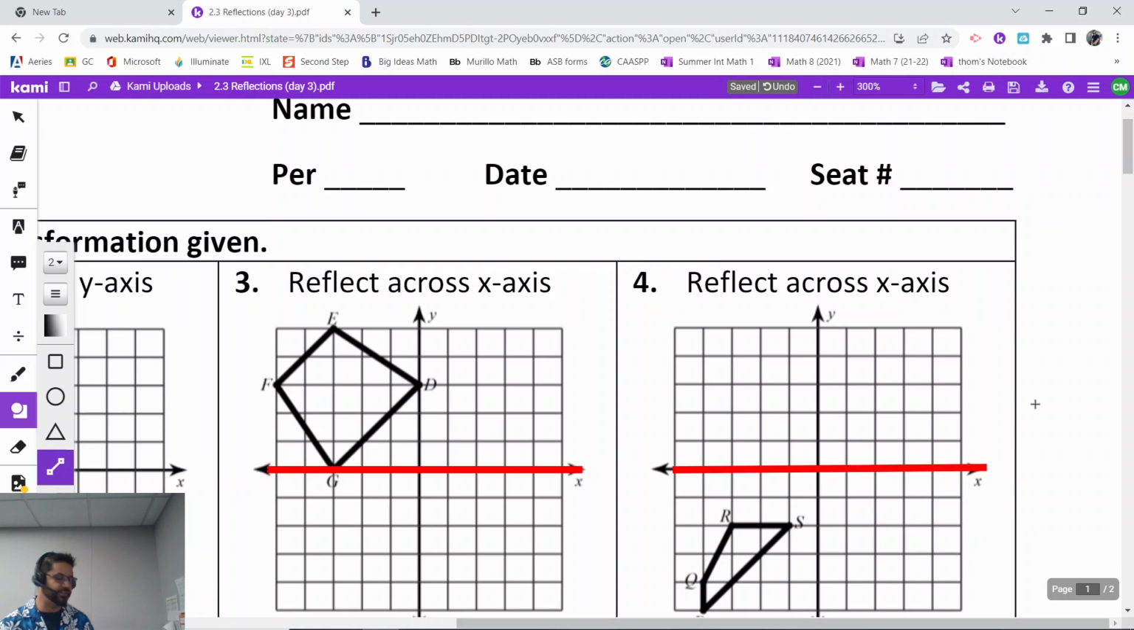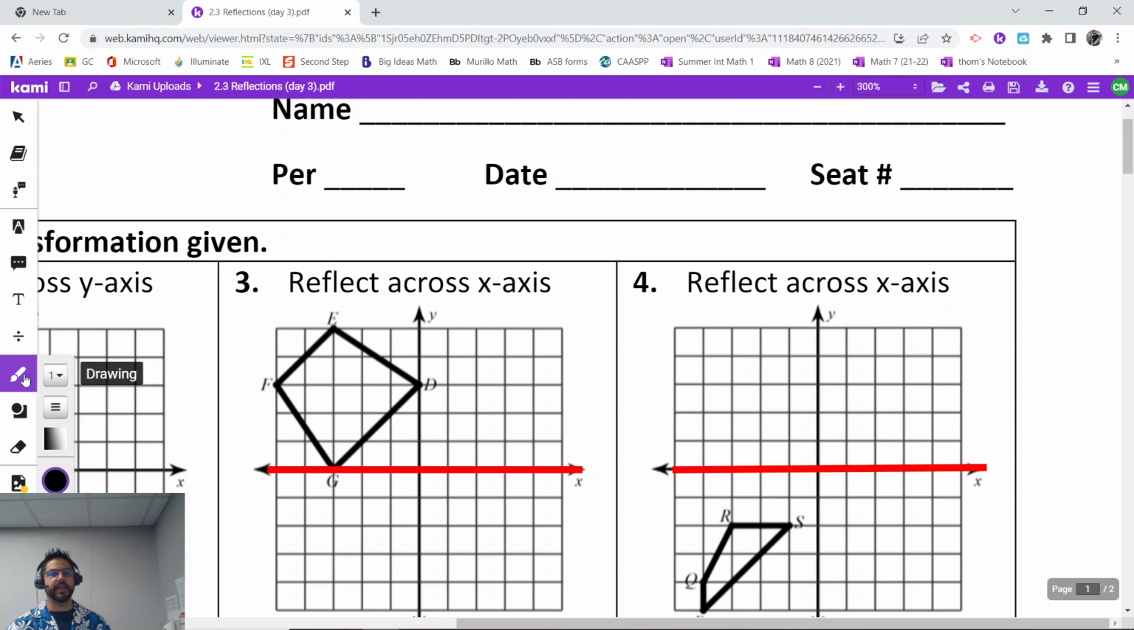What we're going to do again is take each point, count, and reflect on the other side by counting an equal distance. And then, of course, we're going to label correctly. So let's see, S, that is 1, 2, 1, 2. Let's label it as S prime. We do the same thing with R, 1, 2, and then 1, 2. R prime.